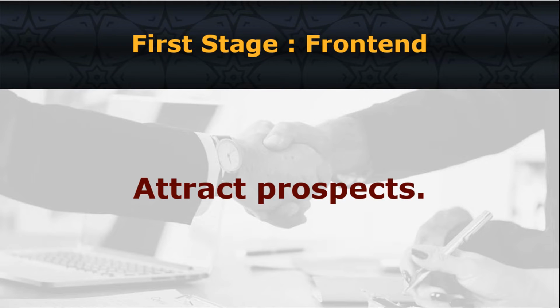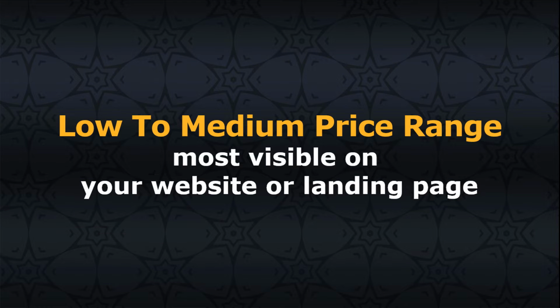First stage, front end. This is the part where you walk your prospects through your offer. At this point, no one would have bought anything from you yet. At this stage, what you want to do is to attract prospects. One way to do this is by offering potential customers your products at low to medium price ranges. At this point of the sales funnel, you're not looking at making a profit yet. Your focus here is to drive up traffic volume.